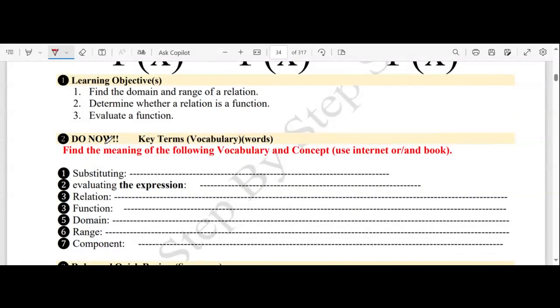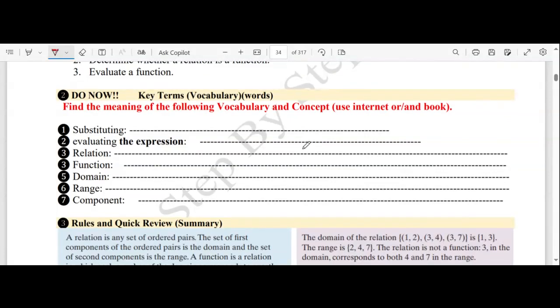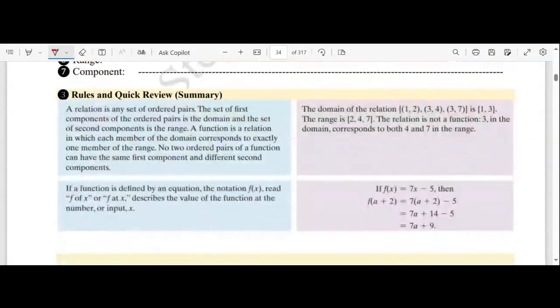Now remember, you have a Do Now. That's vocabulary you have to search on the internet or in the book to find the meaning of those words, and then write them in your own terms. Now let's take a summary of the lesson rules and a quick review.